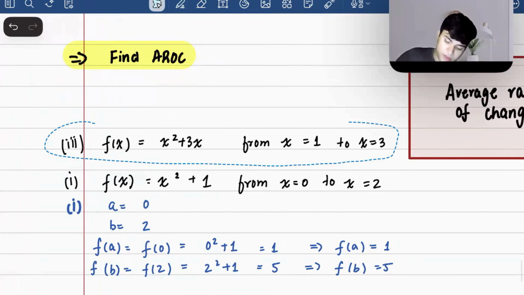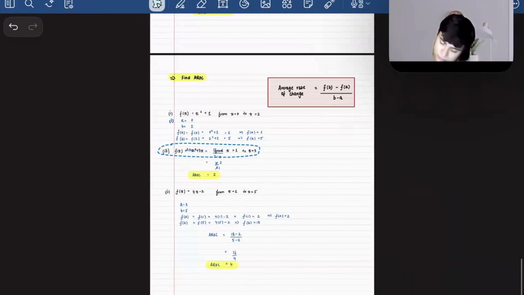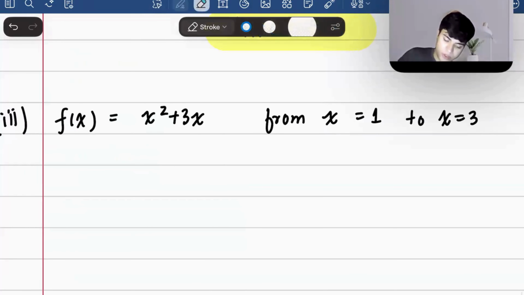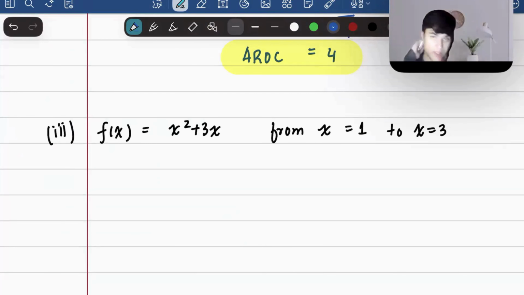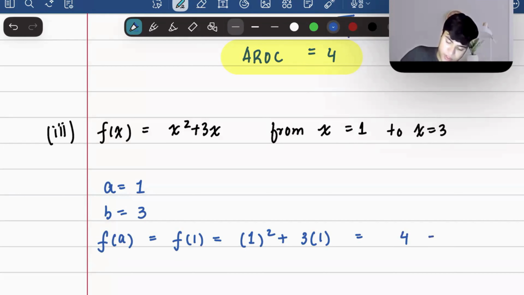Let's have a look at this question. Okay. This one's very similar. Let's try this out. All right, let's go. So first we'll give values a equals 1, b equals 3, find f of a. Now if I want to find f of a, this will be f of 1, which equals 1 squared plus 3 times 1, which is 1 plus 3, which is 4. So we know that f of a equals 4.